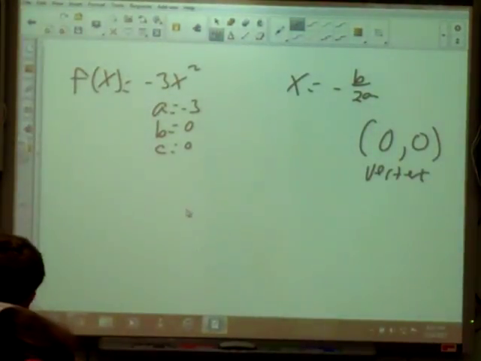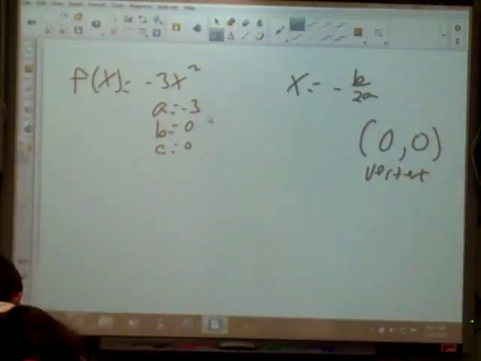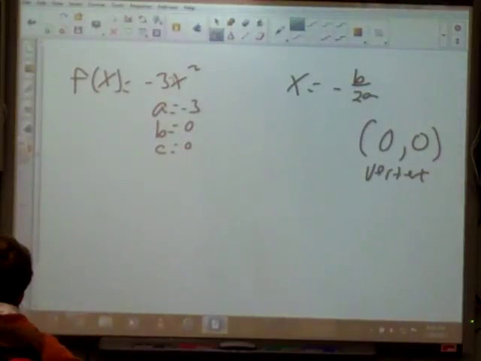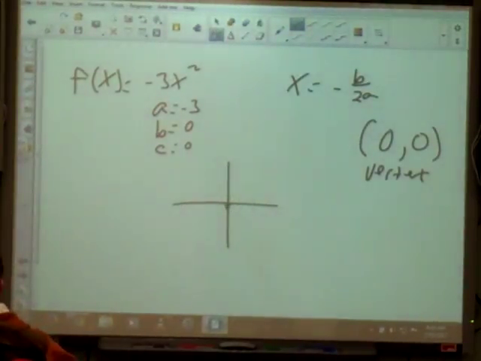Which direction, I haven't told you this yet, let's see how much you remember from previous things. Which direction does this parabola open? Down. Good, I heard several people say down, very good. The a is a negative 3, so that means it's going to open down. So it would look something like that.